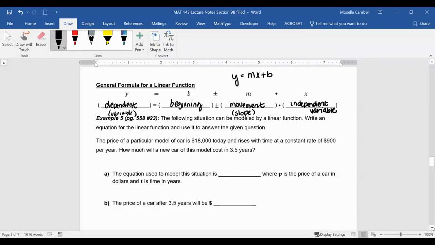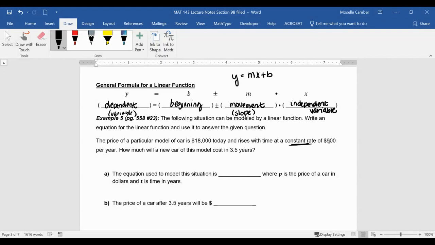So example 5, the following situation can be modeled by a linear function. Write an equation for the linear function and use it to answer the given question. The price of a particular model of car is $18,000 today and rises with time at a constant rate of $900 per year. So remember, this constant rate confirms that it is linear. How much will a new car of this model cost in 3.5 years?